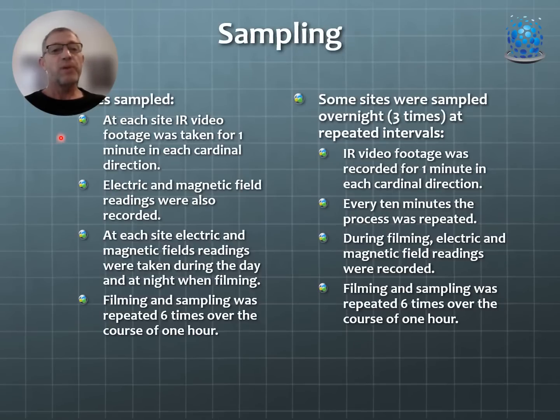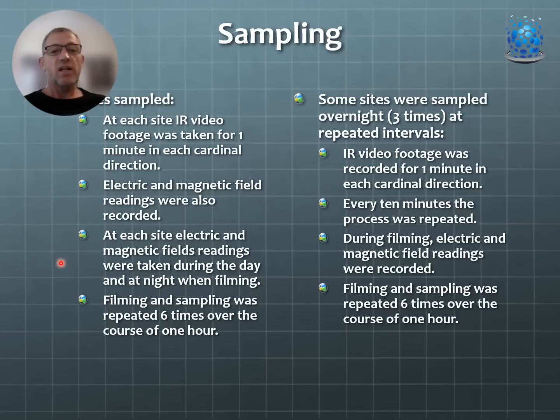In terms of sampling, this is key because we've really looked to concentrate on standardizing our sampling in terms of the scientific method, so the protocols are repeatable and reliable no matter what site we go to. So at each site, IR video footage is taken at 1 minute intervals, for 1 minute in each cardinal direction. And we also do the electric and magnetic field readings for 1 minute in each cardinal direction as well, or 1 minute for a site location and then repeated across replicates.